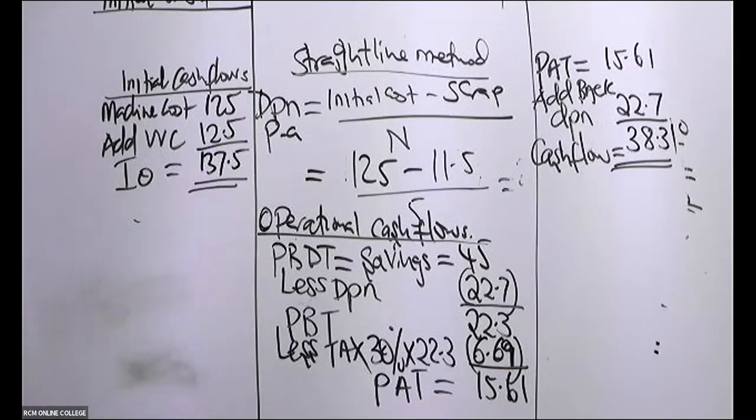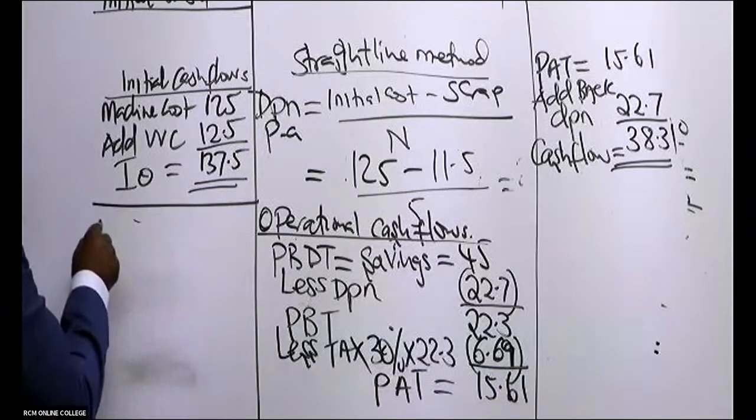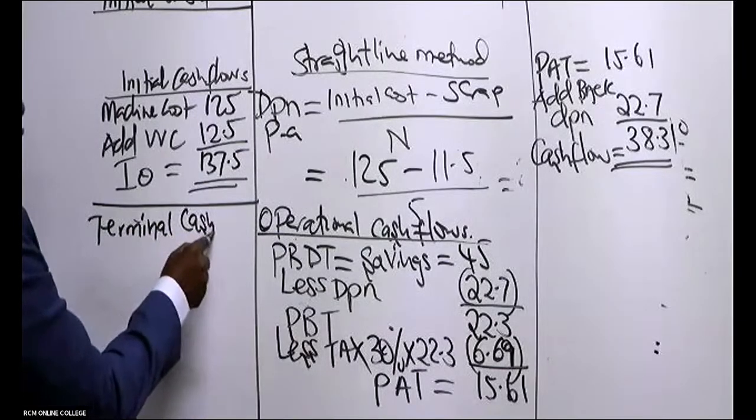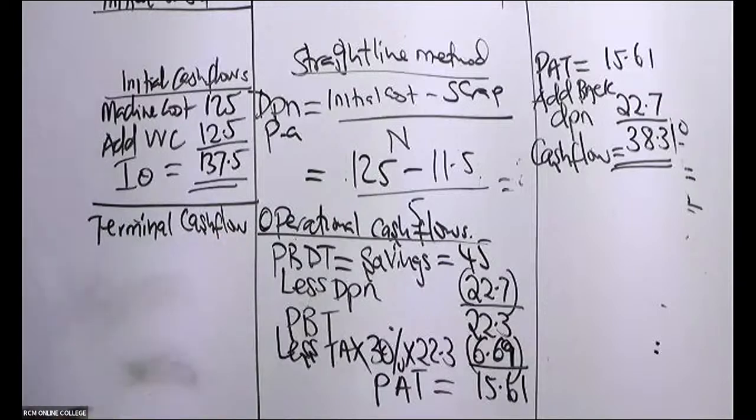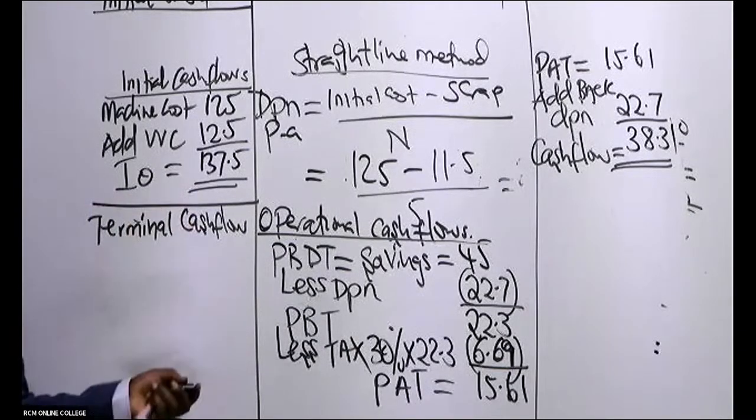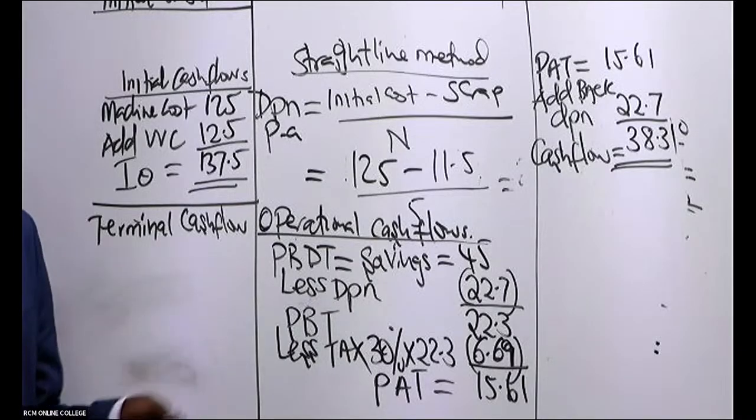Then we have the very last cash flow. Don't forget this, never forget this. It is the terminal cash flow. Please ask questions. Are you able to follow? So for the initial cash flow, we are looking at the cost of the machine and the working capital, because the machine can't operate itself. You need people, you need stocks. So IO stands for initial outlay or initial cash flow. It's good for you to be able to know this.